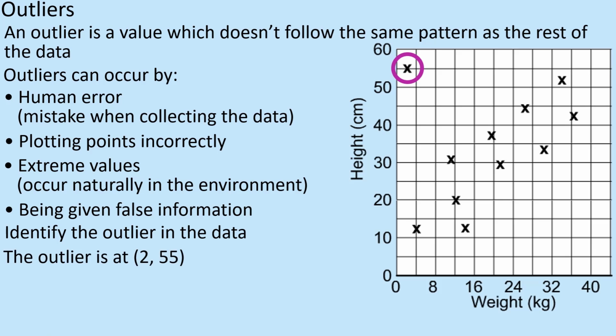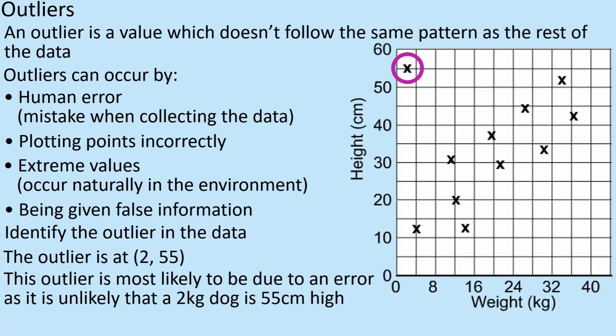But again, the reason I mention it is because you could well be asking how that might impact your data and what difference that would make to your line of best fit. Well, it doesn't fit at all. So I can't really consider it, so ignore it. So that outlier is most likely to be due to an error. It's unlikely that a 2 kilogram dog is 55 centimeters high.